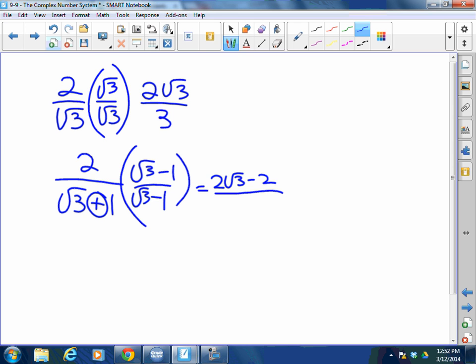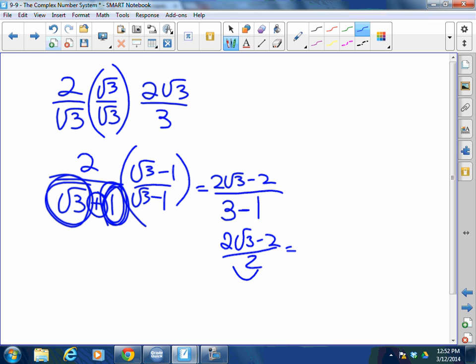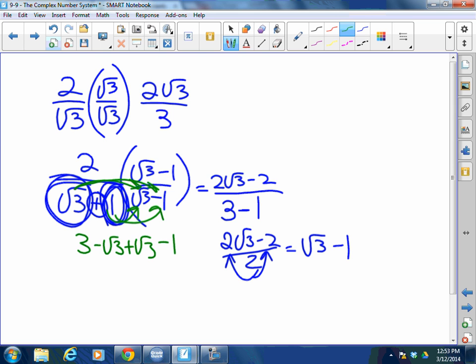This part messed you up too. This is a difference of squares. It's the first term squared minus the second term squared. So this is 2 square root of 3 minus 2 over 2. I can divide that 2 into everything, giving me square root of 3 minus 1. If you don't want to memorize that trick, do it the long way. Square root of 3 times square root of 3 is 3. Square root of 3 times negative 1 is negative square root of 3. 1 times square root of 3 is square root of 3. 1 times negative 1 is negative 1. These cancel. 3 minus 1 is still going to be 2. So that makes sense.